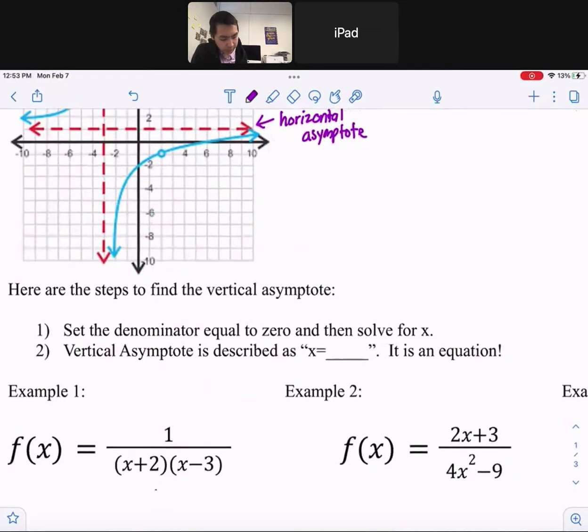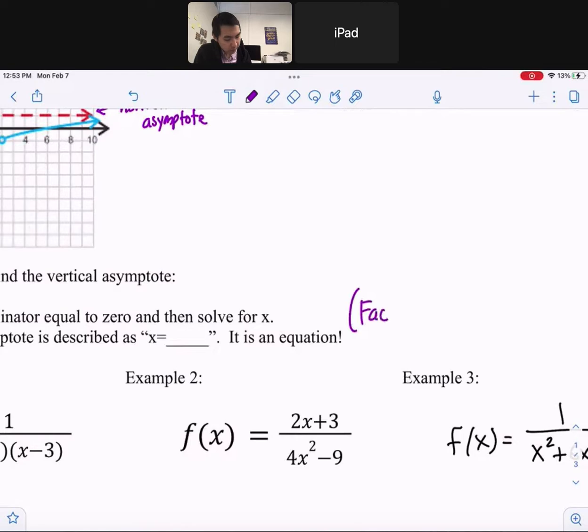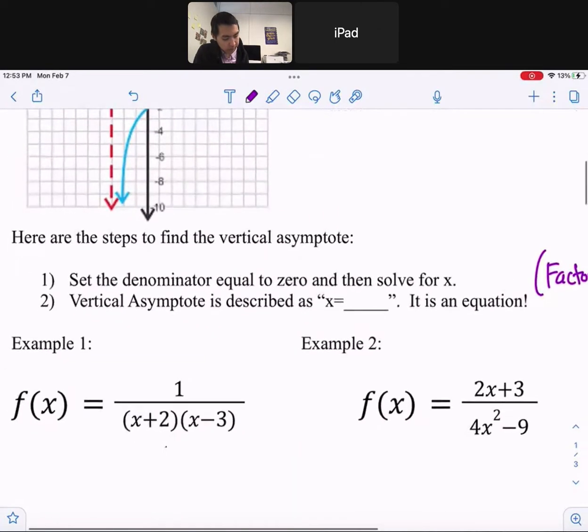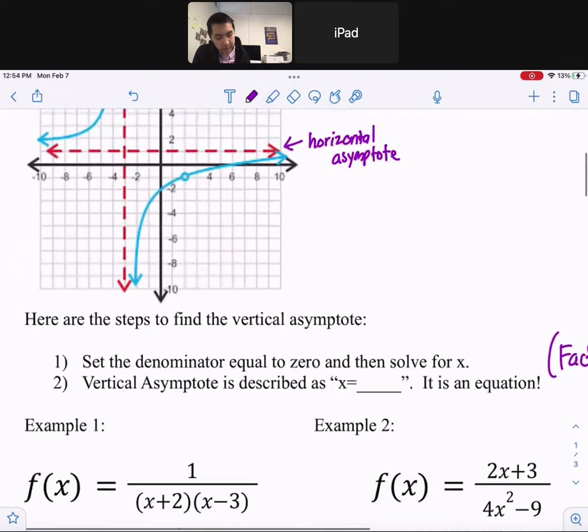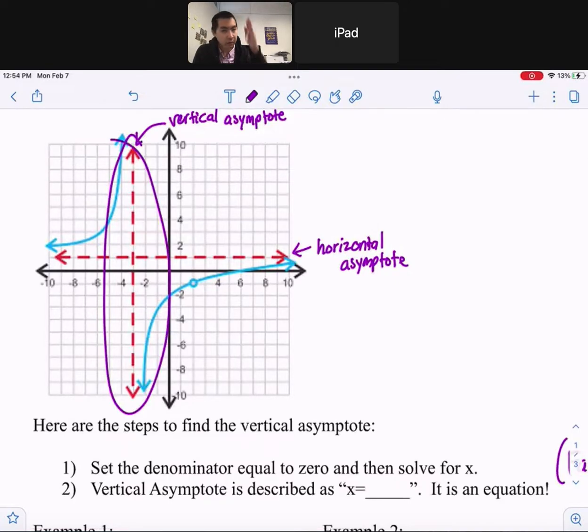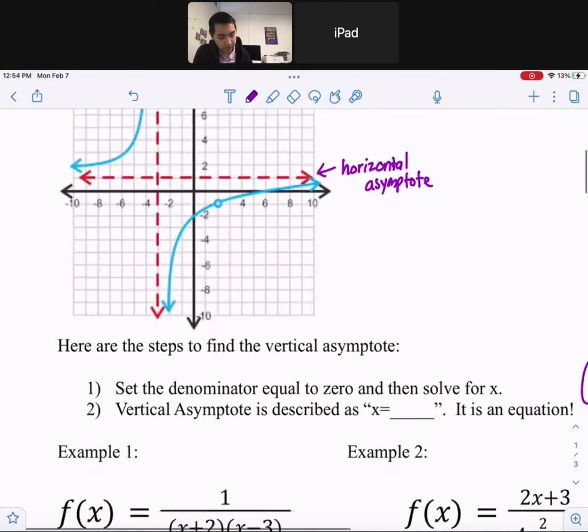Here are the steps on how you find the vertical asymptote. You set the denominator equal to 0, then solve for x. A vertical asymptote is described as x equals something. It is an equation. First, you must factor everything, both the numerator and denominator. Factor out everything, see if anything cancels, and then set the denominator equal to 0. Write your answer as x equals something, because the vertical asymptote is a vertical line, which you can describe as an equation.